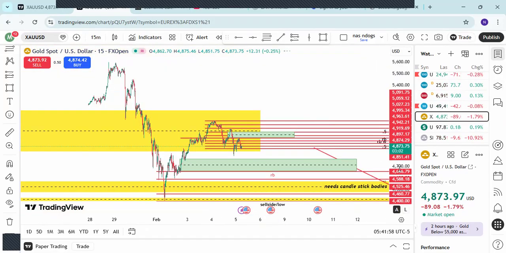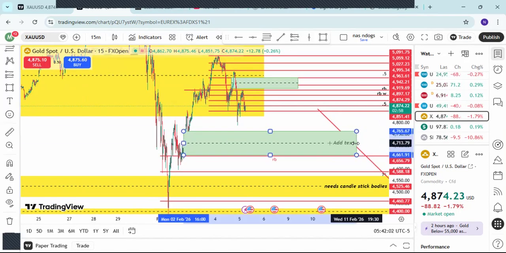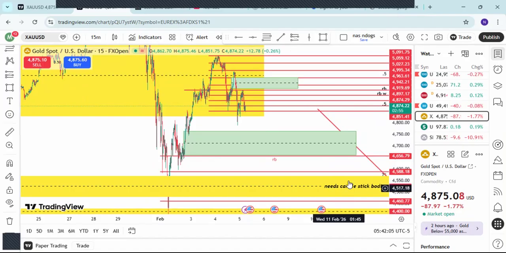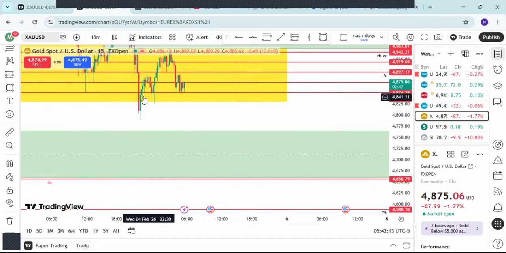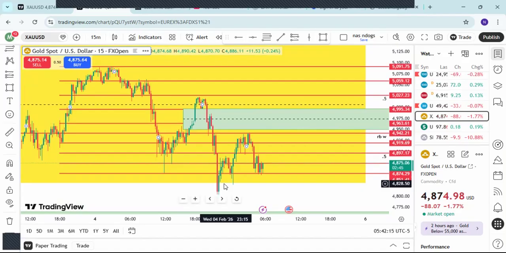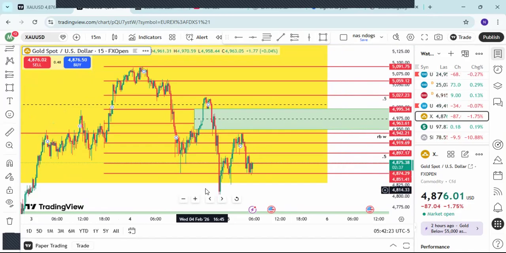It's the 15. We need candlestick bodies on the daily basis. Here we need, on an hourly basis, bodies here. Let's go on the 15. Let's pass the price action on the 15. Boom, going down. Okay, now on the 15.